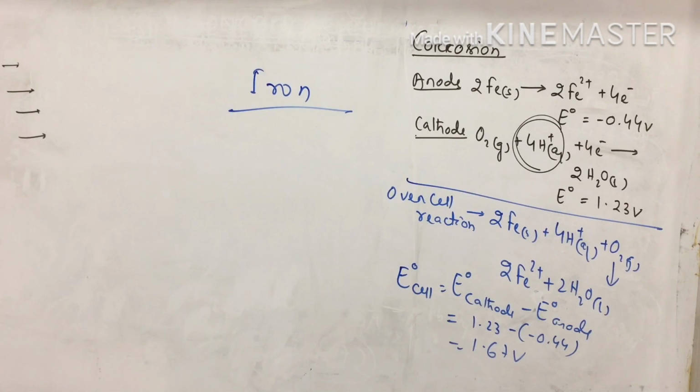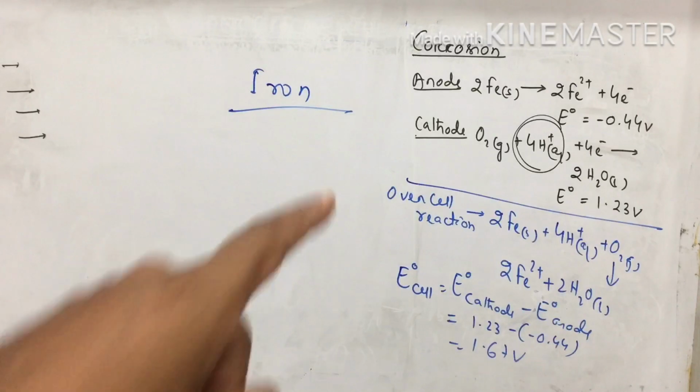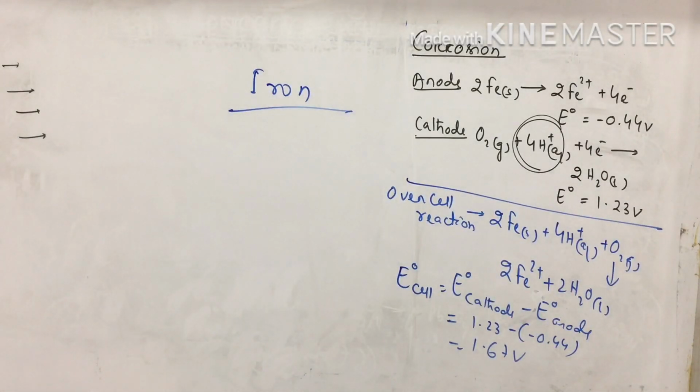Where did the H+ come from? H+ is believed to be available from carbonic acid, which is formed due to the dissolution of CO2 from air. Next, remember, if the pH value is above 9 to 10, corrosion never takes place. If water is saline, saline means salty, it helps the flow of current in the miniature cell.